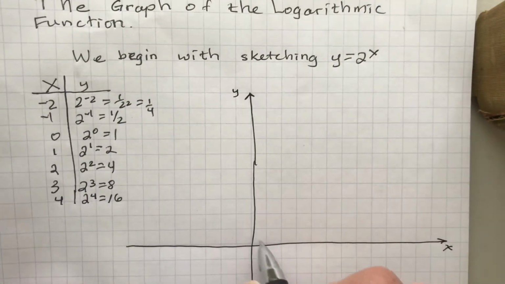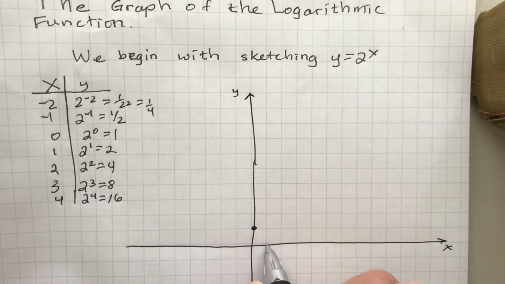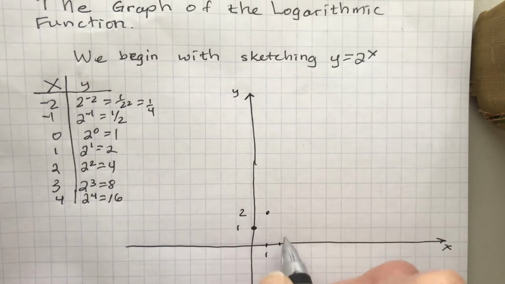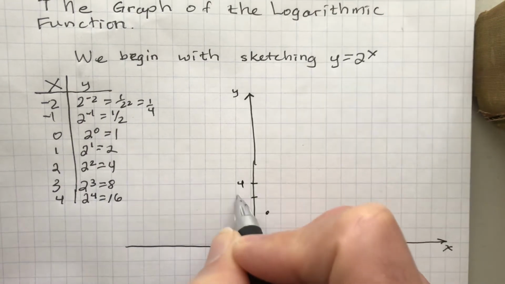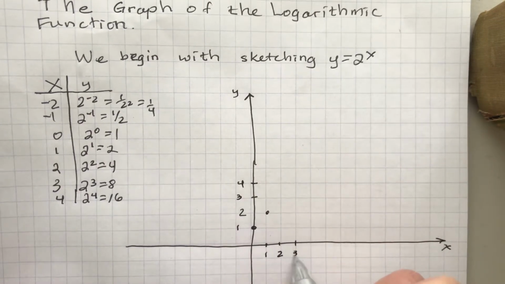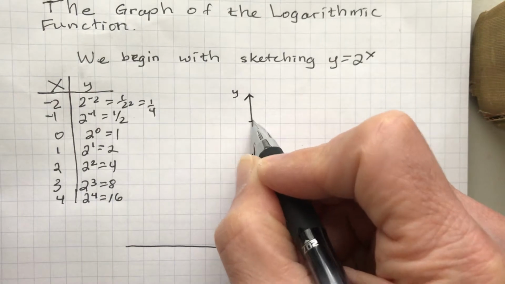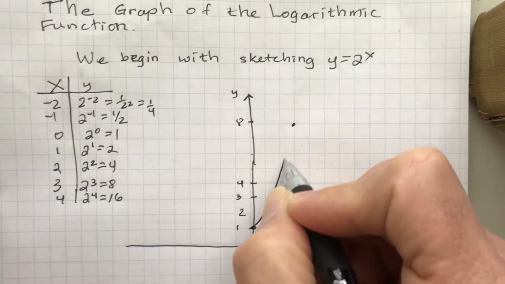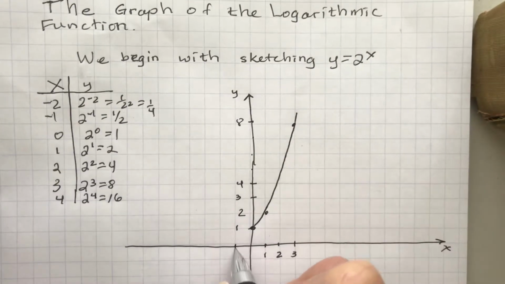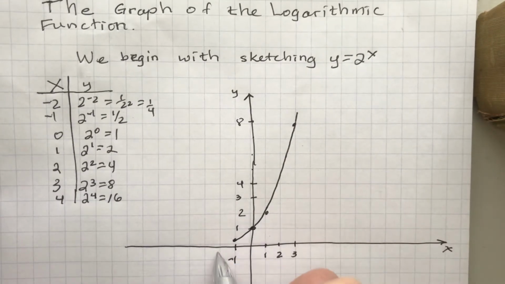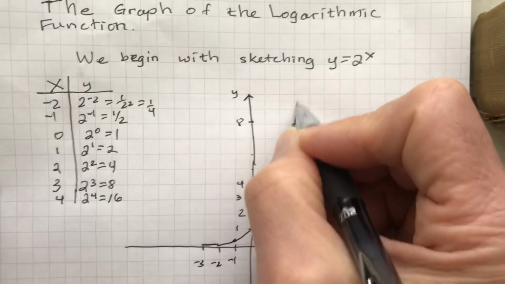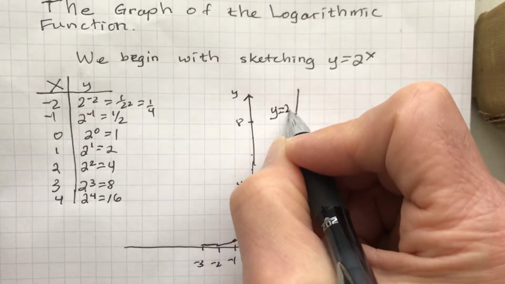Okay, so I have that 2 to the 0 is 1, and then it moves up to 2, then 4, then 8. It grows very quickly. That's one of the aspects of exponential growth, is that it grows so quickly. All right, so this is the function y equals 2 to the x.